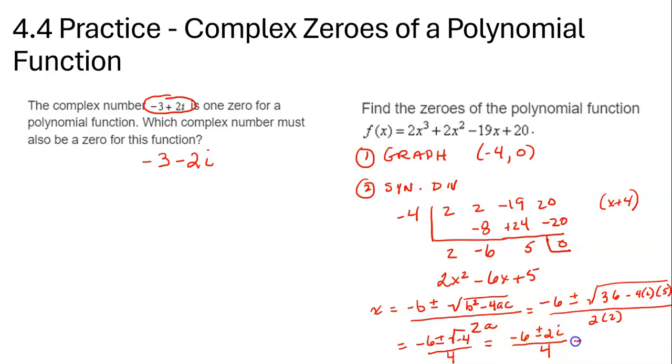Then we're going to reduce this, so we can divide all of this by 2. So I have 2 over -3 plus or minus i. Okay, so between this and this, we have 3 zeros, which is how many we're supposed to have.